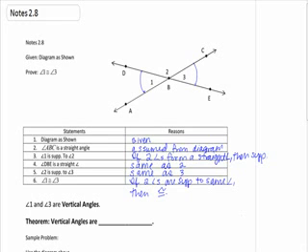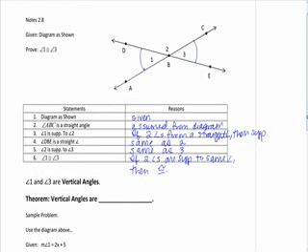So what we just did was we proved that this angle here, 1, is congruent to 3. Well, it turns out that 1 and 3 have special names. The special name for two angles that are on opposite sides of an x is vertical angles. And we just proved that 1 and 3 are congruent. So if 1 and 3 are both vertical angles, and 1 and 3 are congruent, then what can we say about all vertical angles? Vertical angles are congruent.